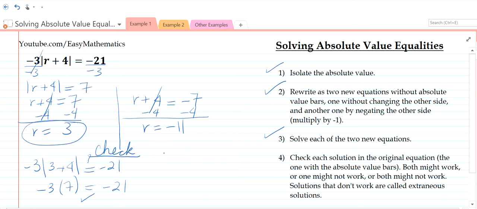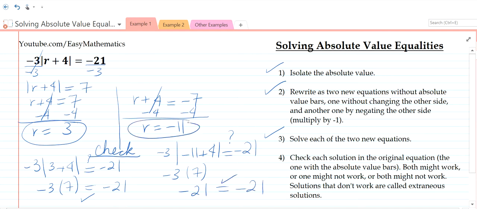And now let's check for -11. Is that equal to -21? That's the question. Absolute value of -7 is 7, and that is equal to the other side. So you box that up. We're done with step 4.